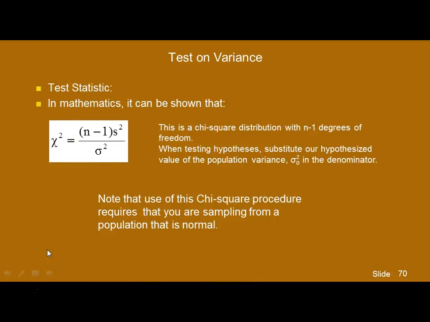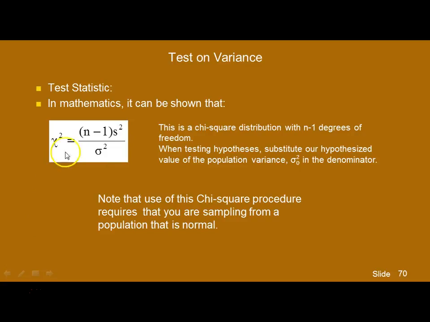Now, as always, we need a test statistic. Except unlike when we did means and proportions where we had the z and t statistics, this time the test statistic is going to be what's called a chi-square statistic. It can be shown in mathematics that the ratio n-1 s squared over sigma squared gives you a chi-square distribution with n-1 degrees of freedom. So when we're talking about a hypothesis test, we will substitute sigma 0 squared in the denominator here. That'll be our hypothesized value.